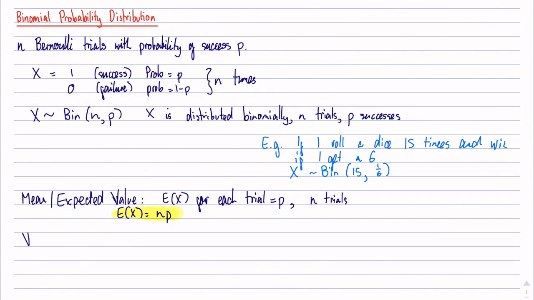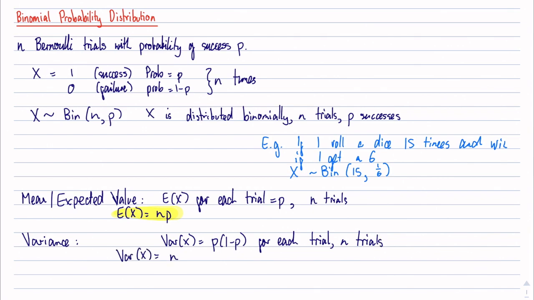Okay, secondly, the variance. Well, the variance equaled P times 1 minus P for each trial. And we have N trials. So we'd expect the variance to be NP(1 minus P), which is NPQ. Good formula to know.